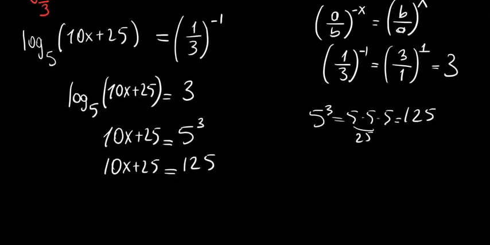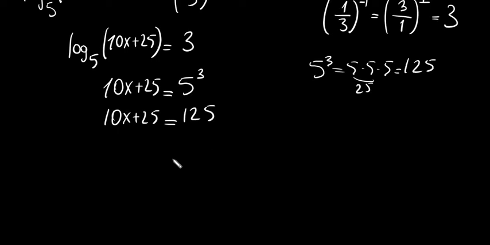Alright. So now I'm going to be subtracting 25 from both sides first. And then I'm going to divide both sides by 10 because I want to get x. I have to get rid of positive 25 first, and then I'm going to get rid of 10. So let's subtract 25 from both sides.